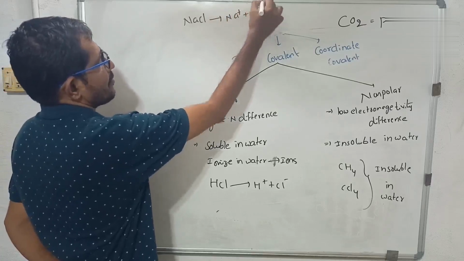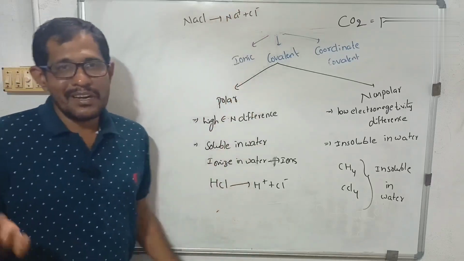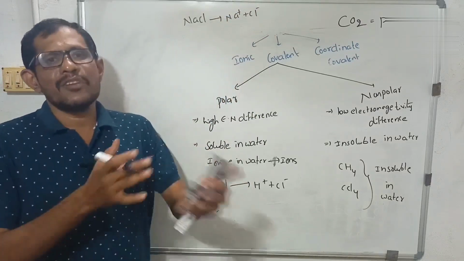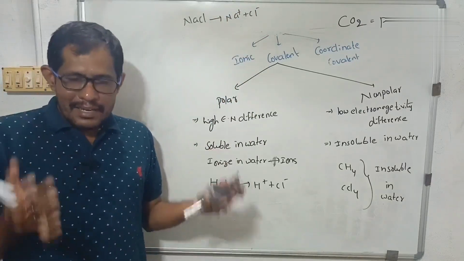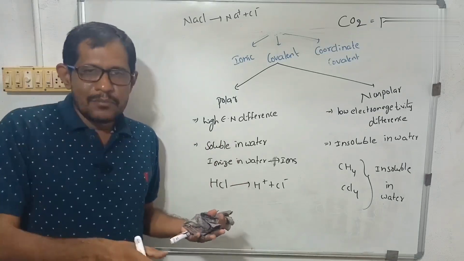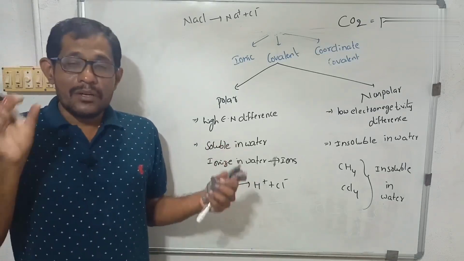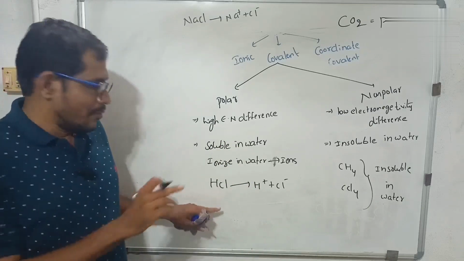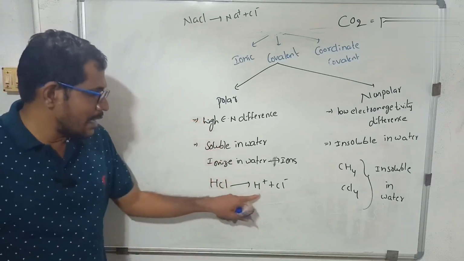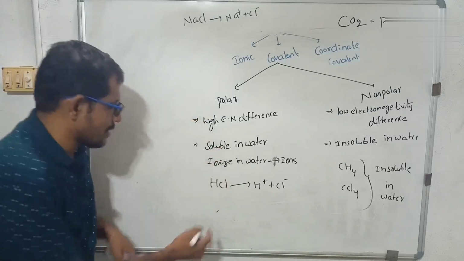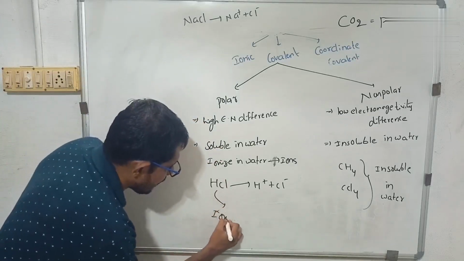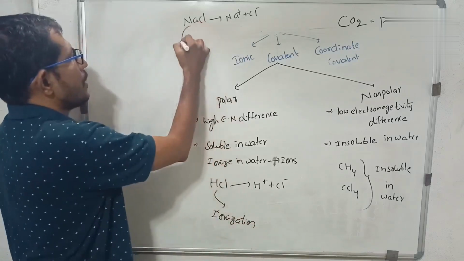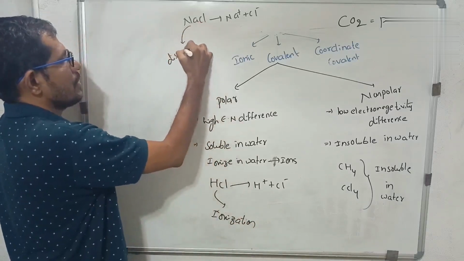Ionic compounds are already ions. If you add them to water, the ions will move freely. But a covalent compound is not an ion. HCl is a molecule, but when we add it to water, only then do ions form. That's why we call this ionization. NaCl, if we add it to water, this is called dissociation, right?